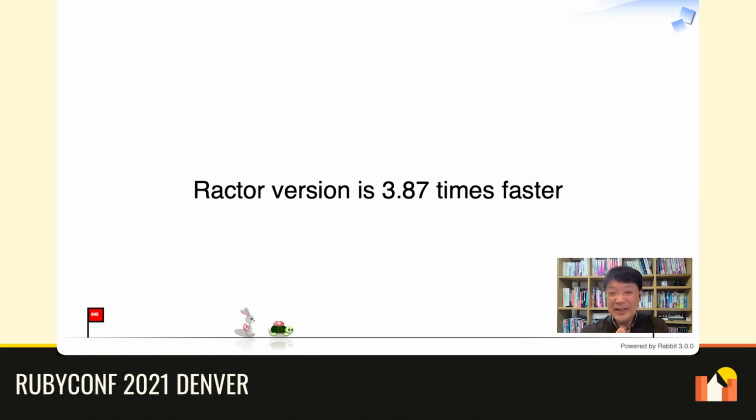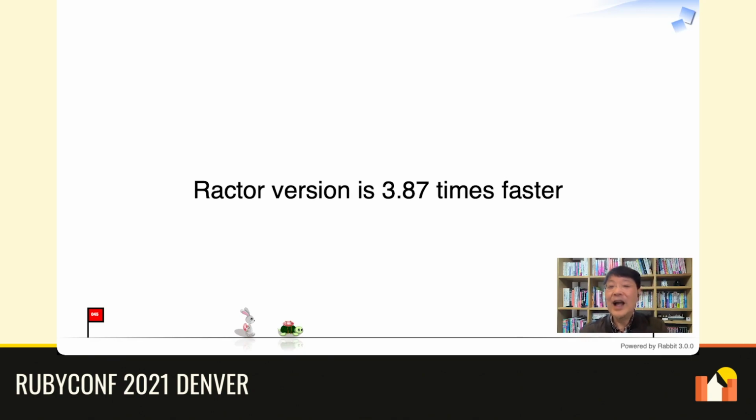In a real-world example, we have the communication channel, the Ractor communication costs, and the garbage collection. 3.87 times is from an artificial benchmark, but the numbers are promising. We are now in the process of improving the performance of Ractors, so we will see even better numbers in the future.